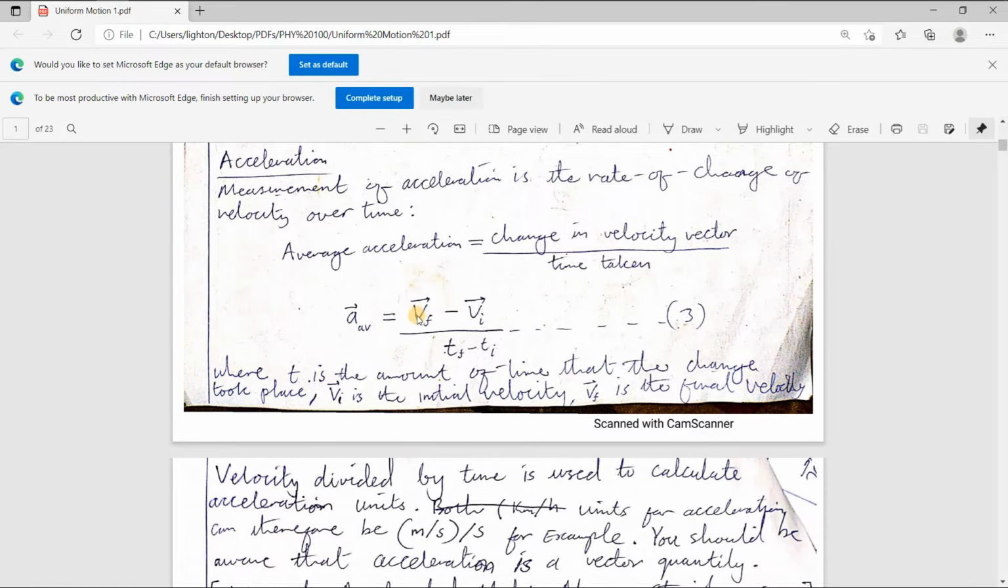equal to the final velocity, V subscript F, minus the initial velocity, over the difference in time. So this is T subscript F, T final minus T initial, as in equation 3 shown there. T is the amount of time that the change took place in this equation, V subscript I is the initial velocity, and V subscript F is the final velocity here.